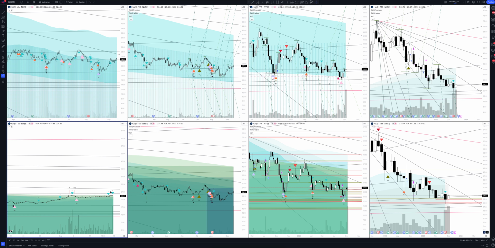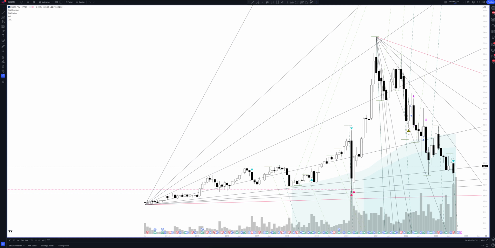Look at Hannon Armstrong REIT stock. Let's analyze the market situation and find out how you can make money on it. We always start our analysis from the global market.